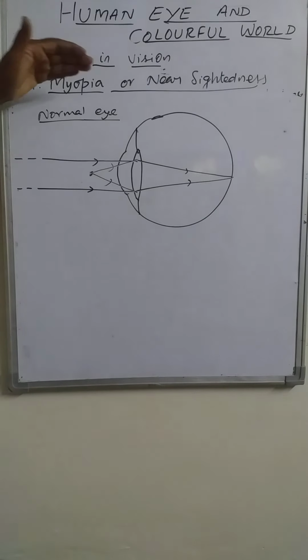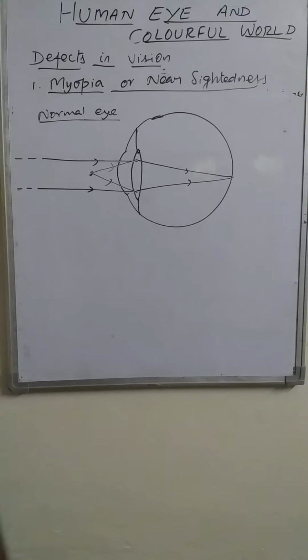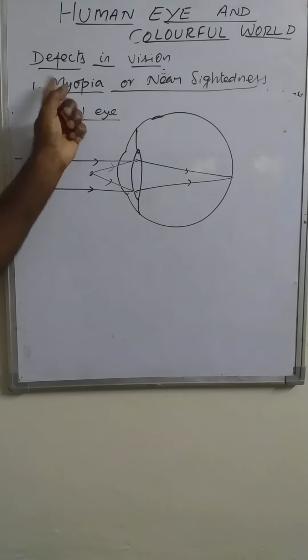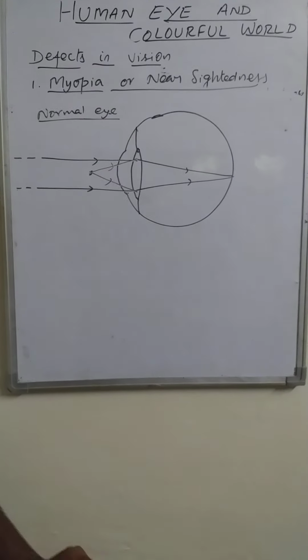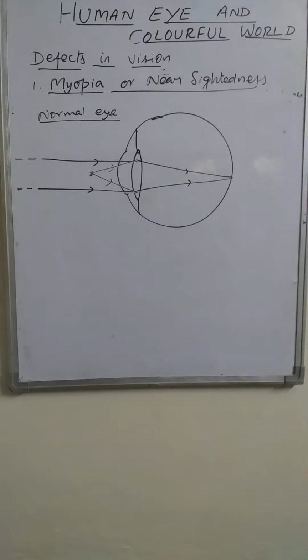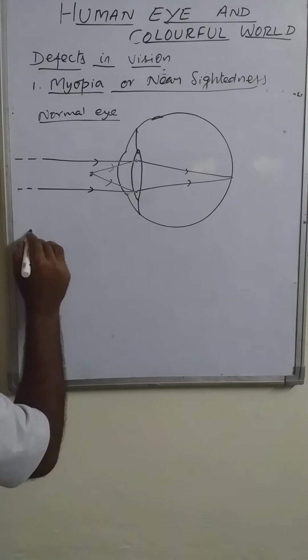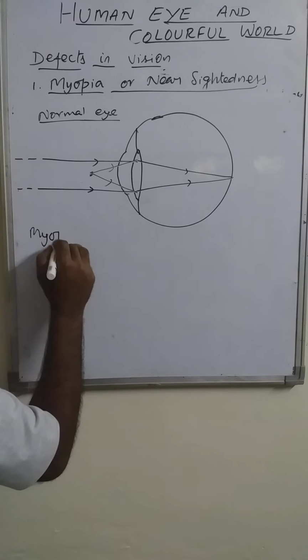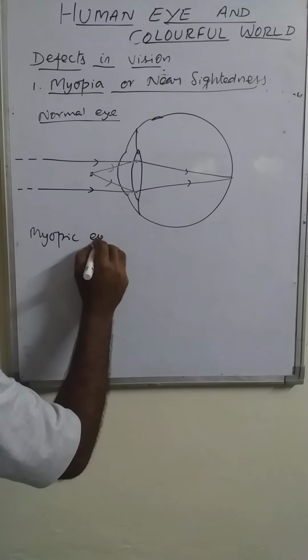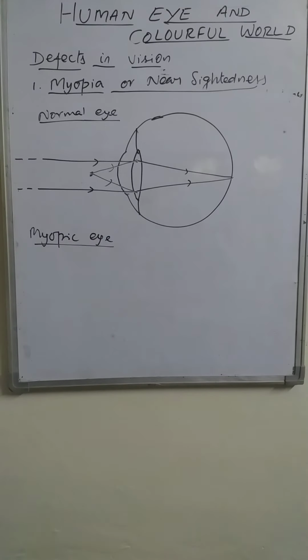But we have to discuss the myopic eye. Myopic eye means defected eye, in which the eye is able to see only the nearer object, not the far object. So that is myopic eye. What actually happens in myopic eye?